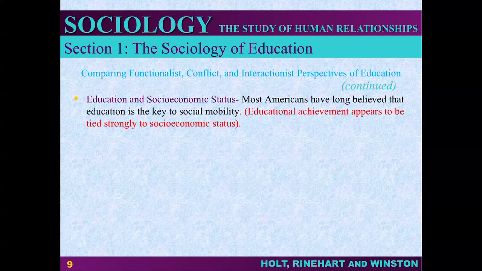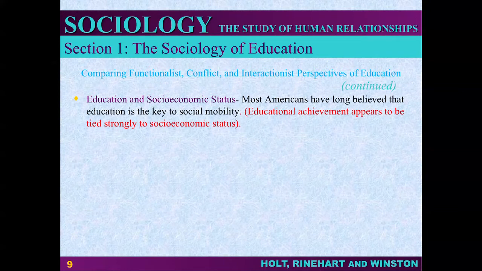Education and socioeconomic status. Most Americans have long believed that education is the key to social mobility, moving from being poor to middle class to upper middle class to an upper class. All of that can be achieved through a good quality education. And so educational achievement appears to be tied strongly to one's socioeconomic status.